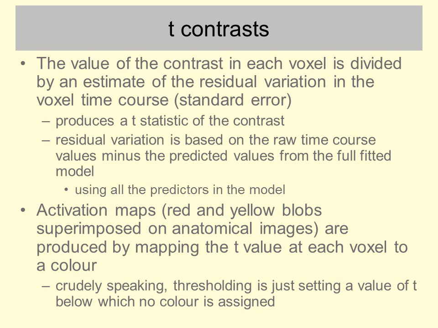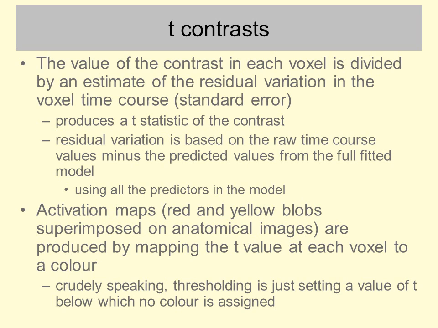Now, what you see as red and yellow blobs superimposed on anatomical images that look so good and get fMRI into the media so often, those are produced by just generating a mapping between T or Z values at each voxel and colour or colour intensity. So all you're really doing is thresholding things at a particular number and then just mapping a colour onto that.